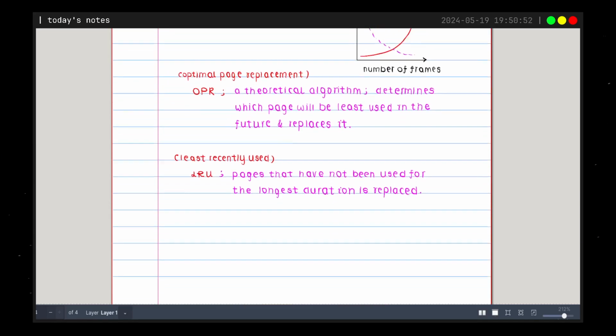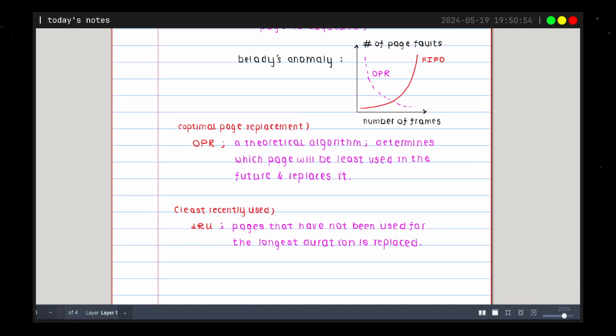Then we have least recently used, which is what I talked about earlier. The pages that have not been used for the longest duration are replaced. Essentially, when a new page comes along, we choose which page has existed in the RAM for the longest duration but has not been used, and we swap that out with someone new. And this is what's most practical and most efficient to do.